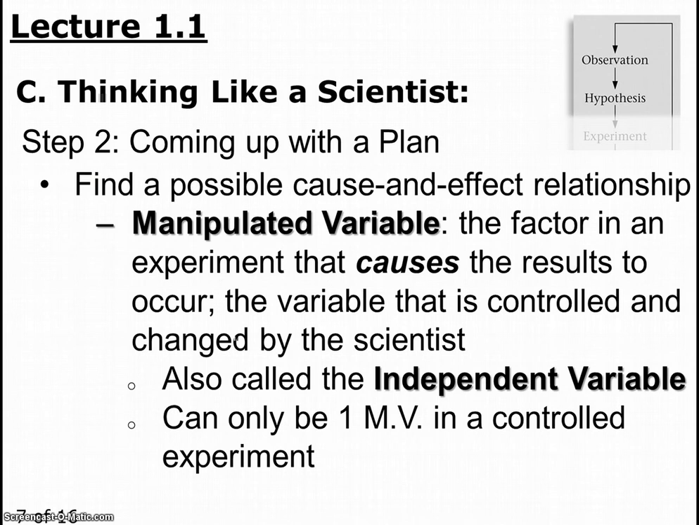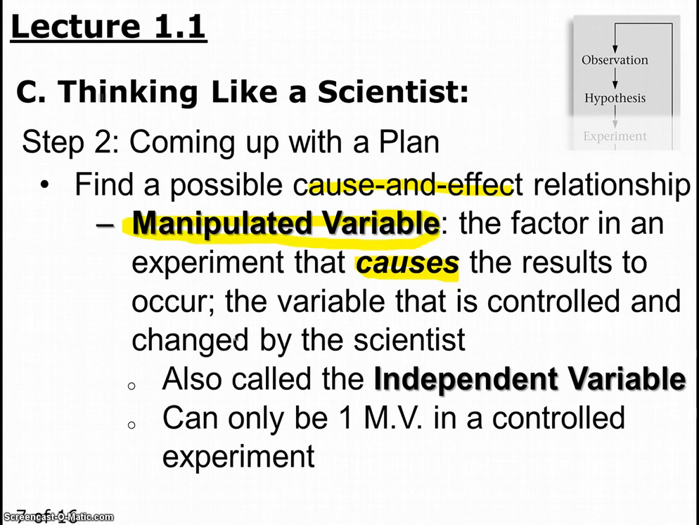Once you've made many observations, you might be able to find a possible cause and effect relationship in what you see. There are many variables that you're going to test when you're looking at having an experiment, and the first variable is the one that is the cause in the cause and effect. That is called the manipulated variable.